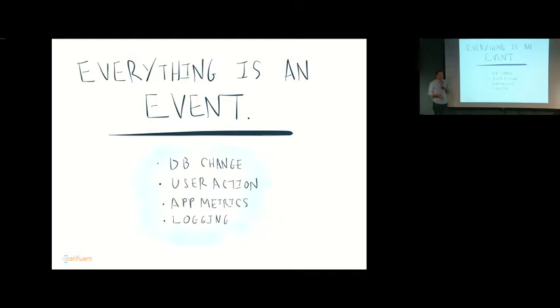It turns out logging too. People tend to think about logging and log files, and your thinking is very tied to the mechanism. You have a log file, it's a text file, it has the date in the name, it rolls over. But if you think about those lines, which are usually the unit of a log file, that's an event too. It's something that happened.